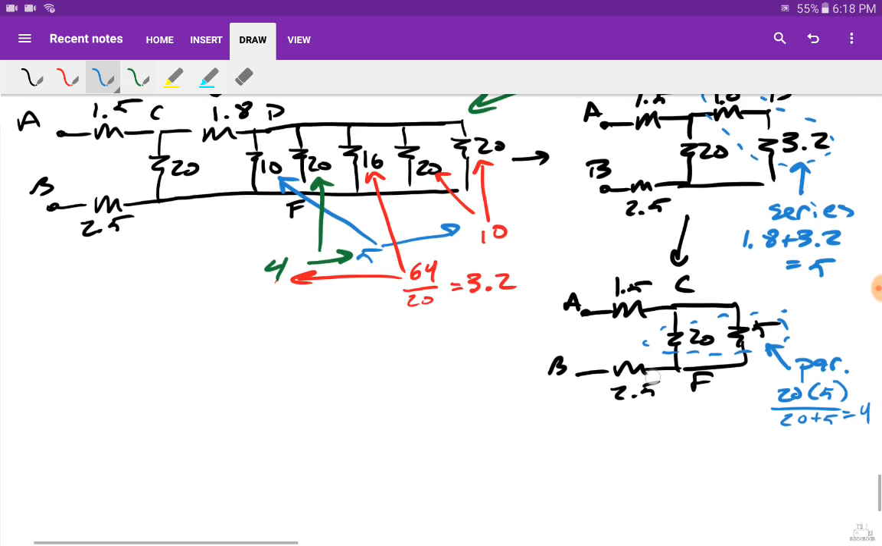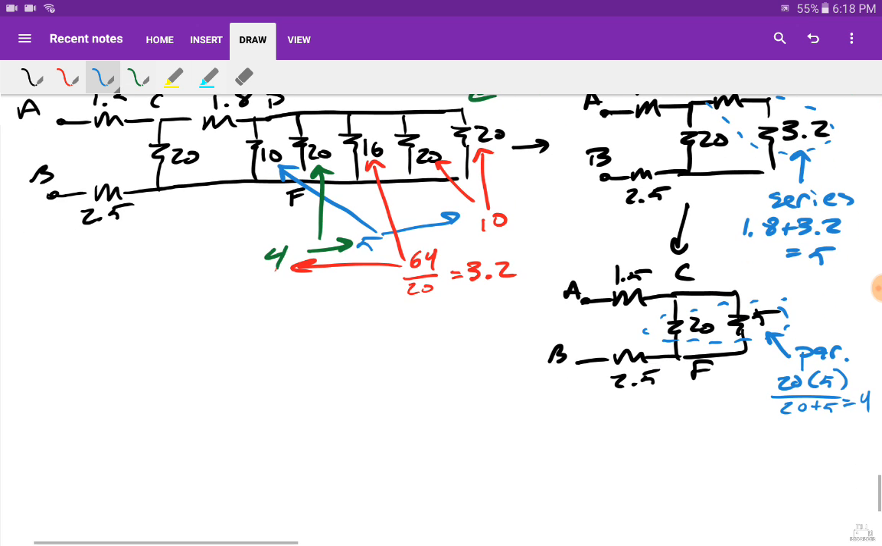That equals 4. Okay. That's also something you want to just remember, certain parallel combinations. 6 and 3 gives you 2. 20 and 5 gives you 4. I cannot remember right now which one gives you 3. I think it's 8 and 6, but I'm not sure. I have to see it.